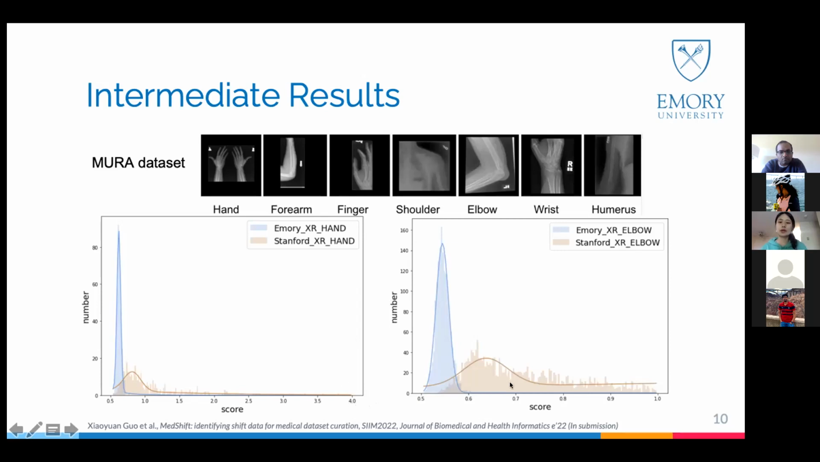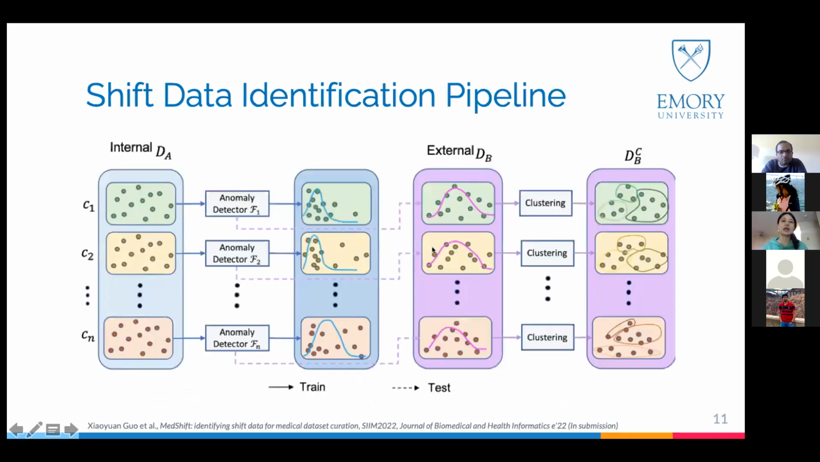I'm also showing you the elbow distribution differences. Those are the differences. Now we use the shift data identified.